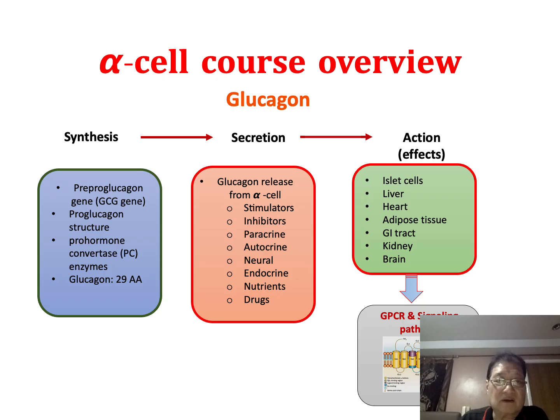Secretion: once glucagon is released from the alpha cells, there are a lot of stimulants or inhibitors of alpha cells. There are a lot of processes that stimulate glucagon release. It could be paracrine, autocrine, neural, endocrine, etc.